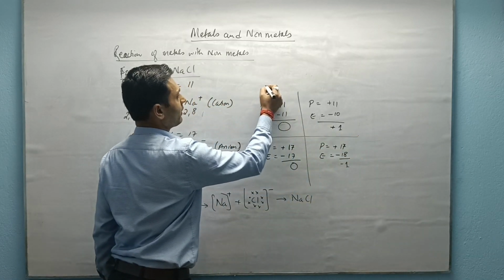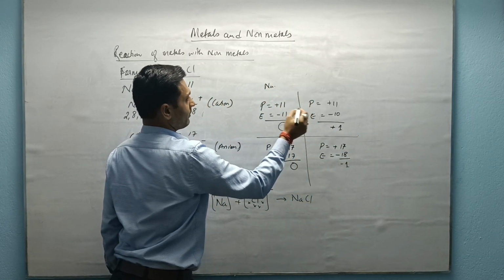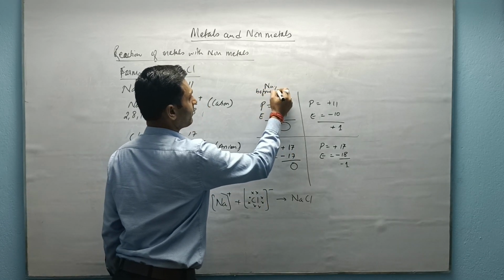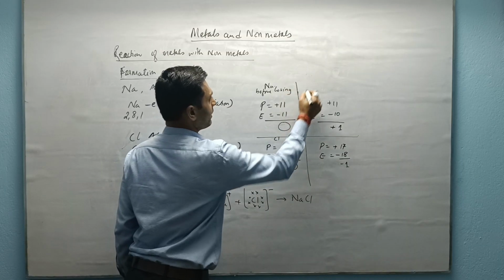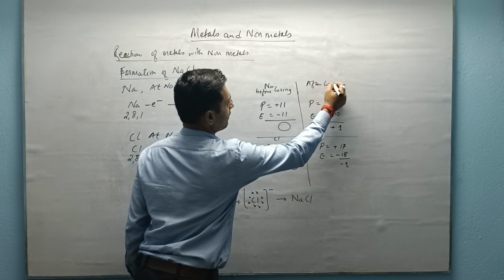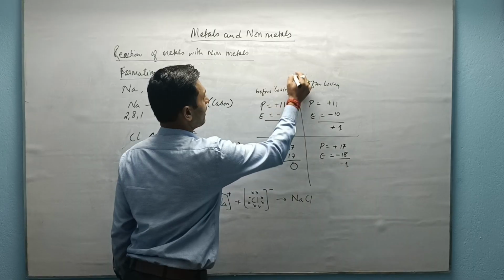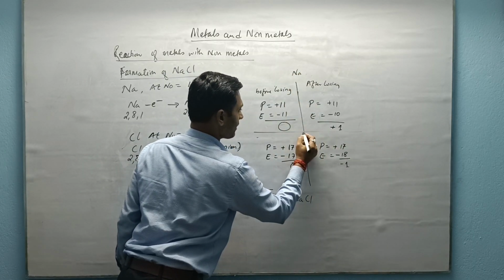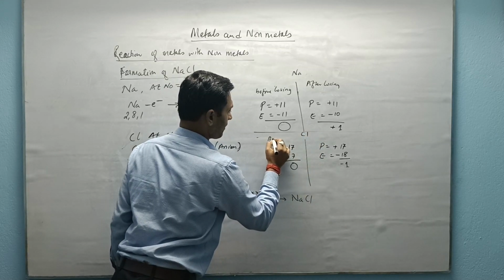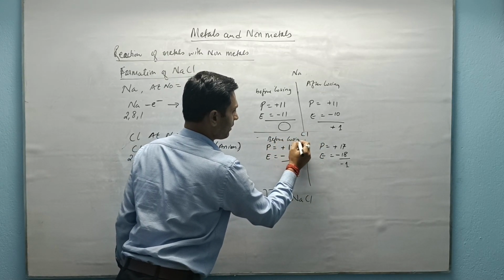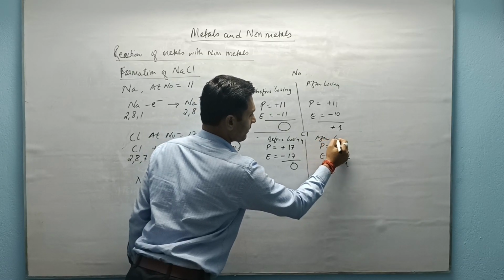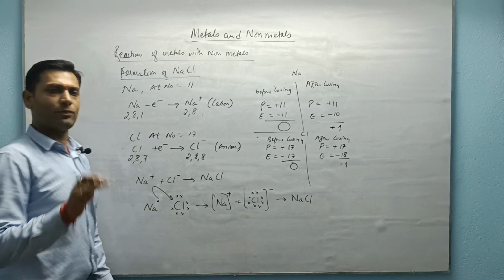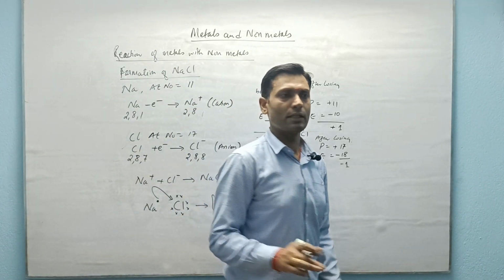Let me write here. This is for sodium and this is for chlorine. This is before losing and this is after losing. Let me write here sodium. And this is for chlorine. This is before losing and this is after losing. Right? Any atom, before it loses an electron, is always neutral.